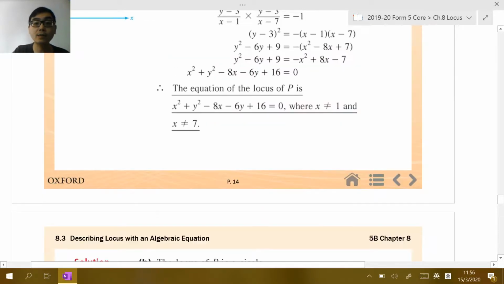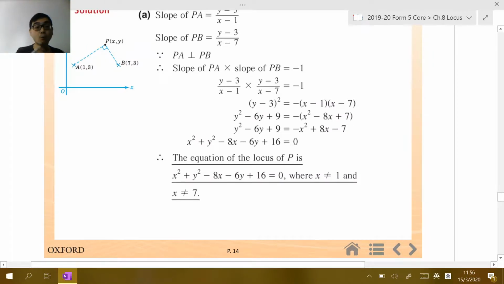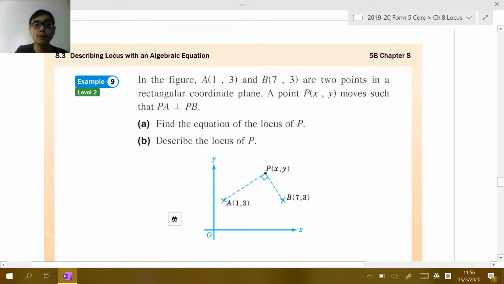But you can see there's a surprising step, which is why the book would write x not equal to 1 and x not equal to 7. It is because now you can take a look at the original question. You can see that now we have P equals to BB.